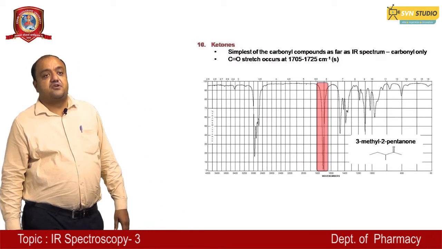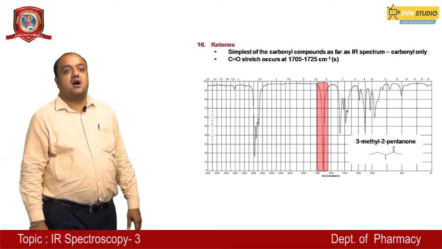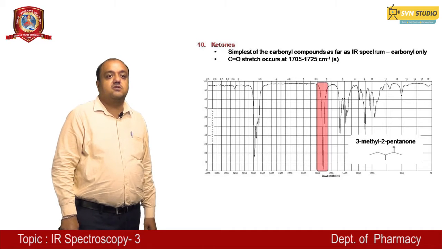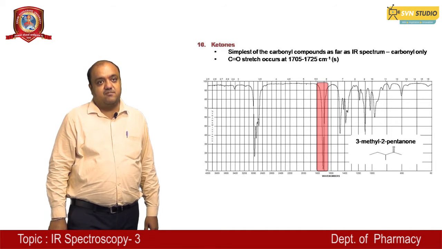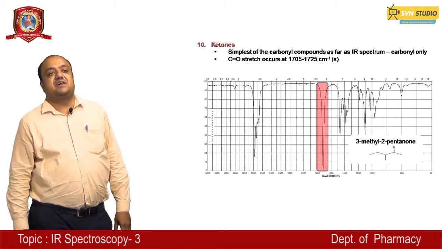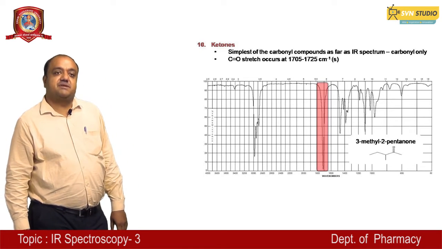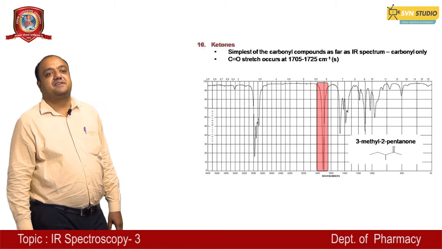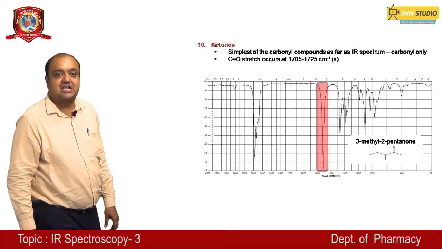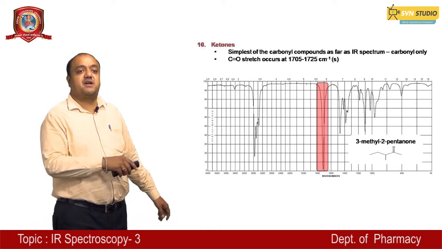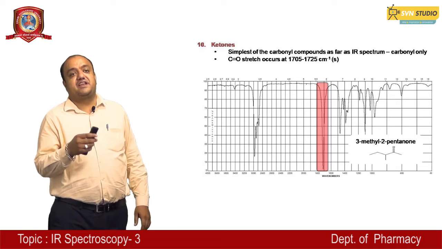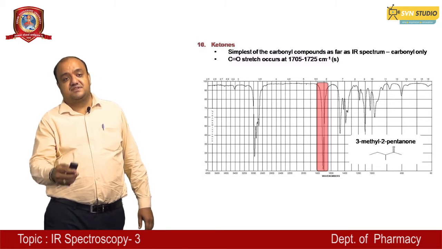Next example is ketones, the simplest of the carbonyl compounds in the IR spectrum. The carbonyl C=O stretch occurs at 1705 to 1725 centimeter inverse, for example 3-methyl-2-pentanone, and their spectra is showing this region, 1705 to 1725 centimeter inverse.